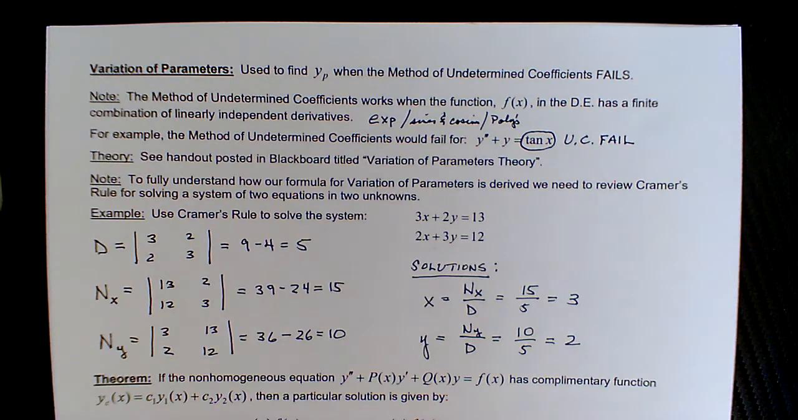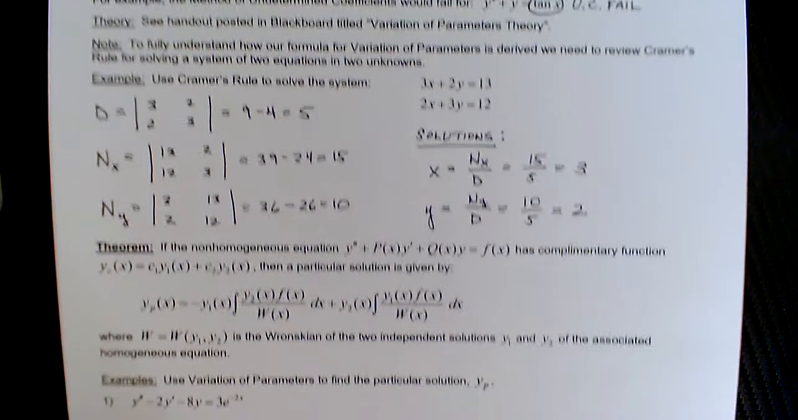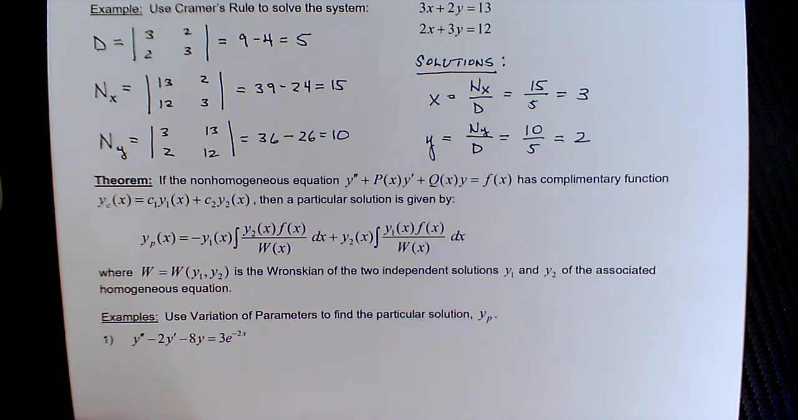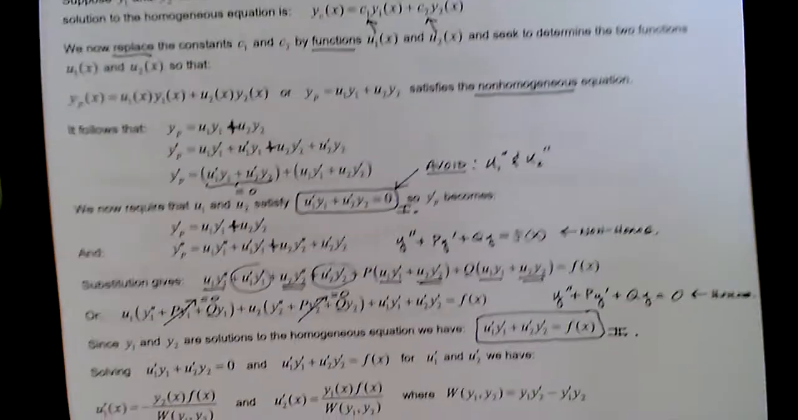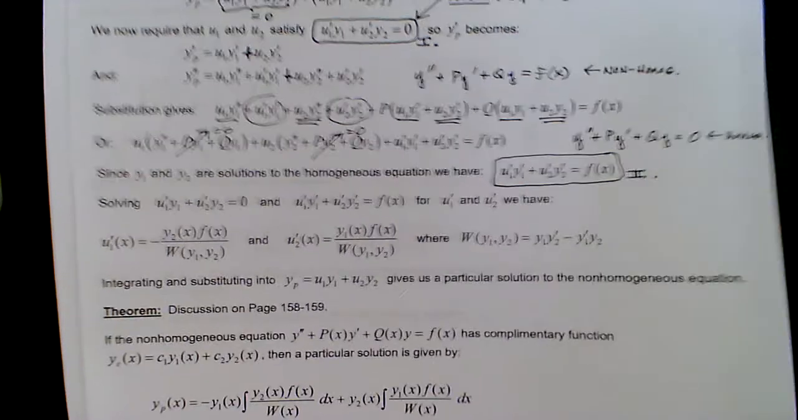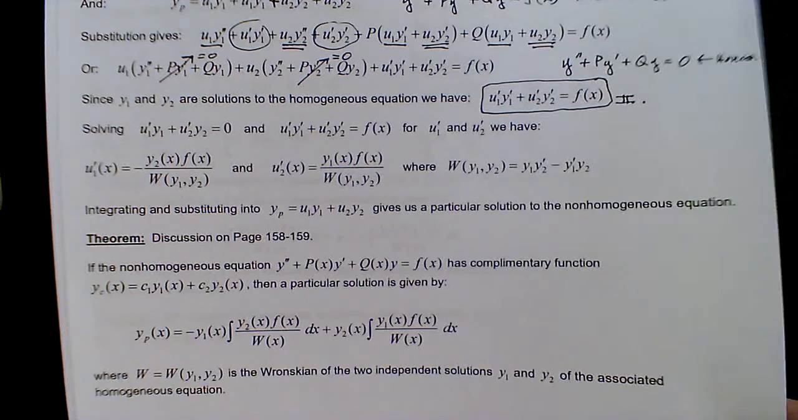Hello everyone, this is part 2 of variation of parameters. Last time we saw how to prove the formula for our theorem, which is the variation of parameters. So recall that was the extra handout that was the theory of variation of parameters, and it was quite a detailed proof, but kind of fun actually. I certainly enjoyed it, and I hope you did as well.